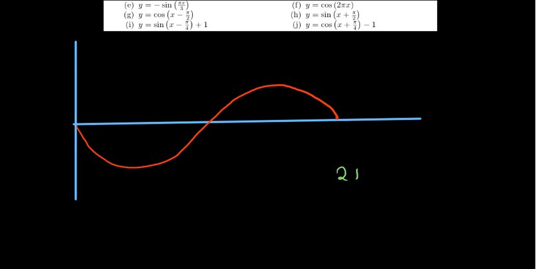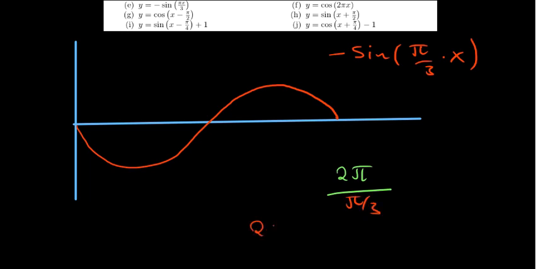So we have 2π, we divide by the value attached to x. So in this case, we have negative sine, and then we can pull out pi over 3, and then we have x there. So pi over 3 is the value we are dividing with. Then you have 2π, so you can multiply by the reciprocal, 3 over pi. The pi cancels, and 3 multiplied by 2 is 6.